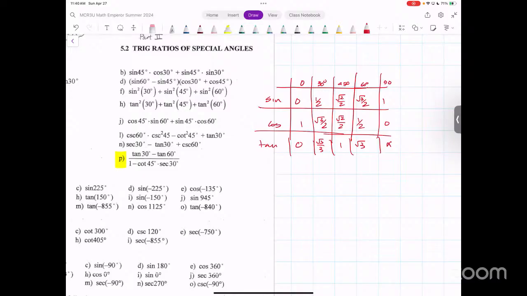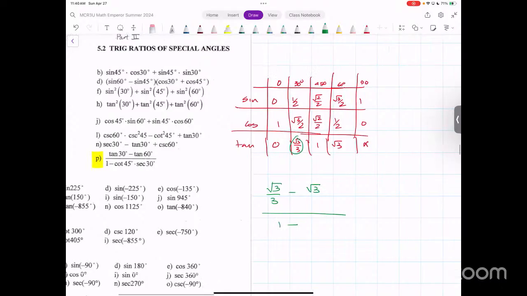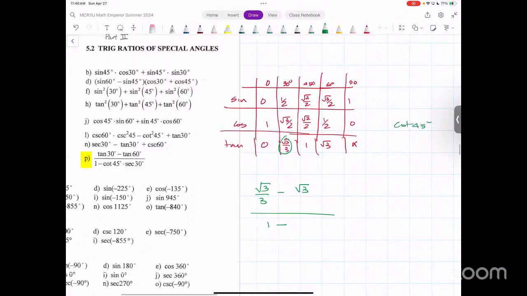All right, so this is just to warm yourself up. Tan 30, so what is tan 30? Root 3 over 3. What is tan 60? Just root 3. Divided by 1 minus. Cotangent 45 is basically equal to 1 over tan 45, isn't it? What is tan 45 on my chart? 1. Secant 30 is 1 over cos of 30 degrees. What is cos 30 degrees? Root 3 over 2. 1 over root 3 over 2 is 2 over root 3. Okay, that is 2 divided by root 3.